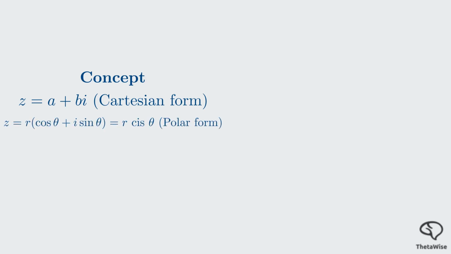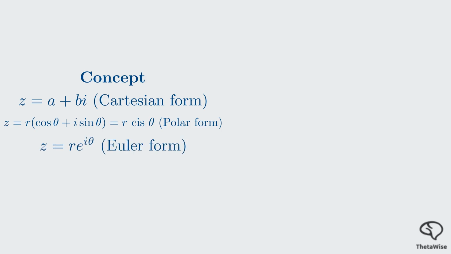A complex number z can be expressed in three primary forms. Each form serves a specific purpose. The Cartesian form, a plus bi, is your algebraic bread and butter. a is the real part, and b is the imaginary part. We use this primarily for addition and subtraction. The modulus argument, or polar form, introduces r, the modulus, which is the distance from the origin, and theta, the argument, which is the angle measured from the positive real axis.